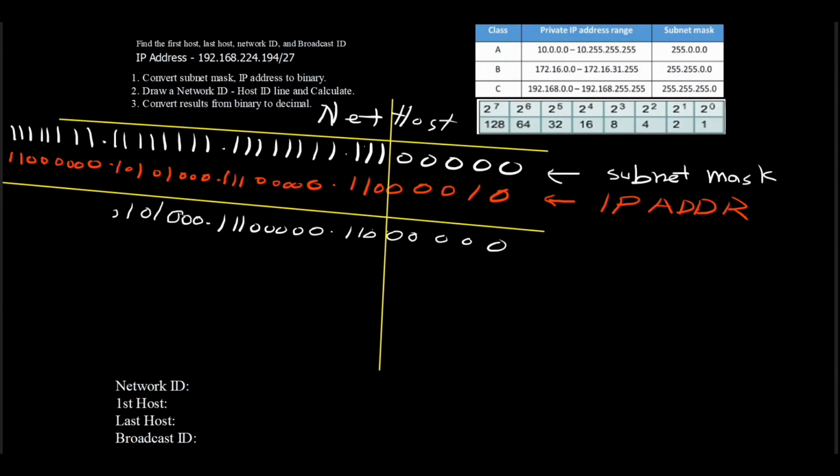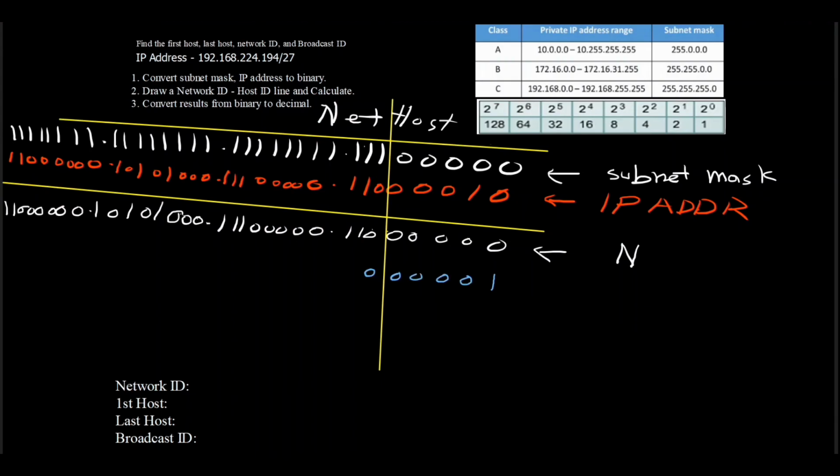1, 0, 1, 0, 1, 1, and we have 3, 6, 7, 8. Next, this is the network. I'm going to write the letter N. Next, I want to find my first host. The first host is going to be the lowest number in the host portion. So I'm going to type in 1, followed by 1, 2, 3, 4.